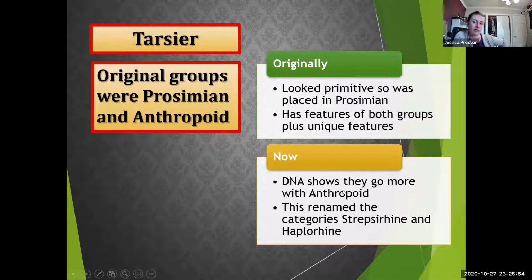So that's when primatologists decided to rename the categories Strepsirrhines and Haplorhines. We now know that the tarsiers, at least genetically speaking, have more in common with the Haplorhines.